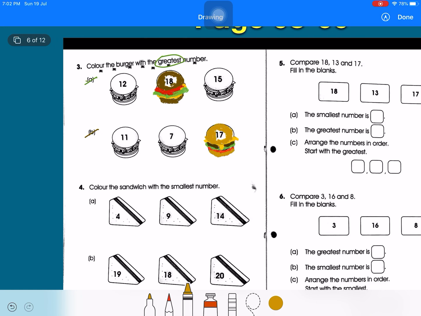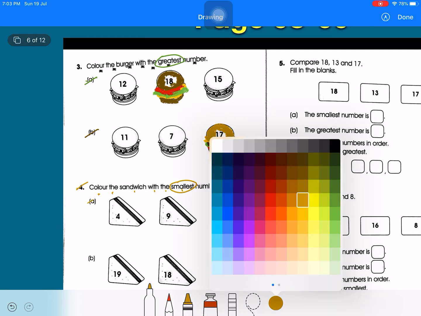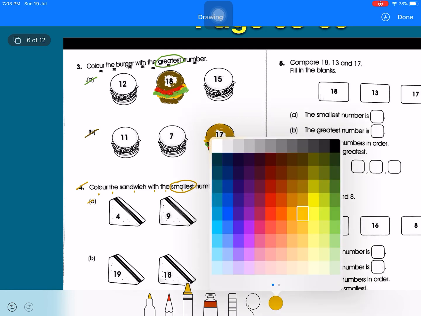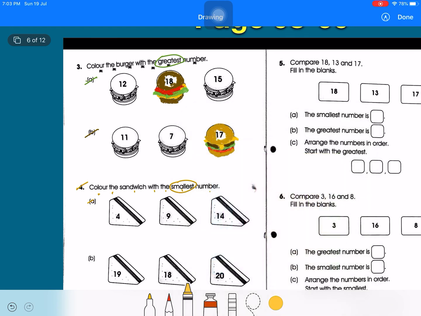Okay, now we do exercise 4 here. Color the sandwich with the smallest number. So the keyword here is smallest, means find out the small number. So color the sandwich. Exercise 4A, we got number 4, 9, and 14. So which one is a smaller number? Yes, the smallest number among 4, 9, and 14, 4 is the smallest number here. So I need to color this one.